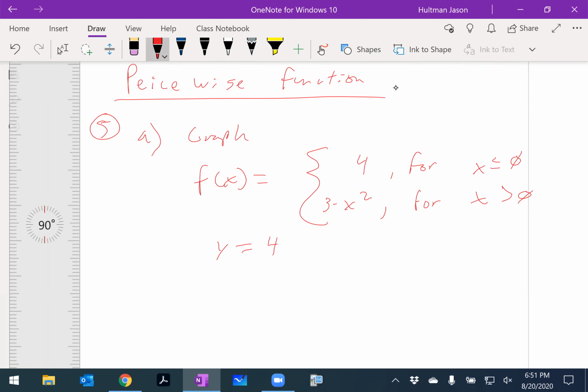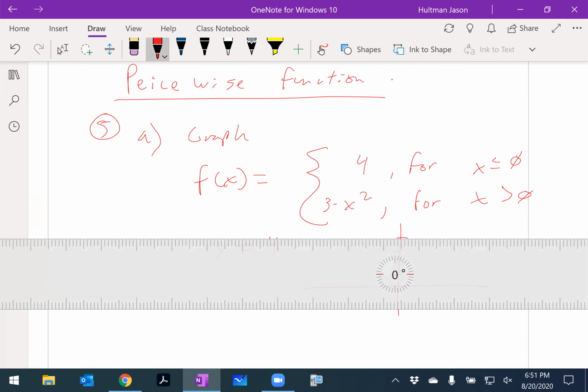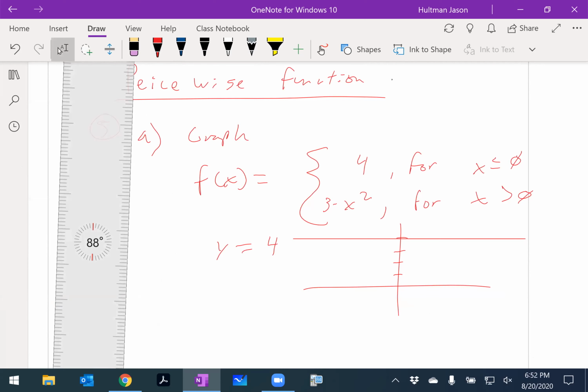Horizontal. Yeah, it's a horizontal line, right? Okay, horizontal line. So if we're up here at 4, 1, 2, 3, 4, that's just going to be a horizontal line at 4, right? y equals 4.